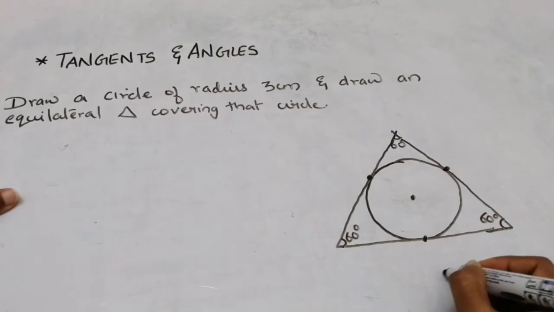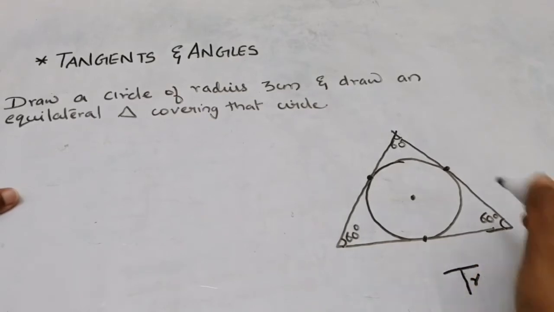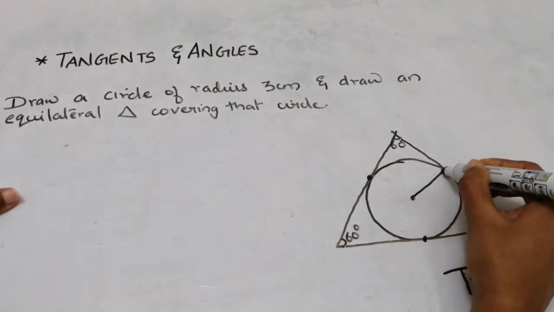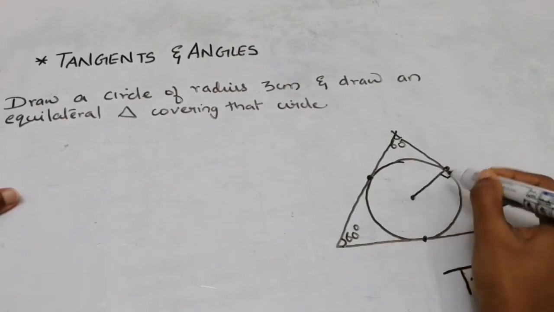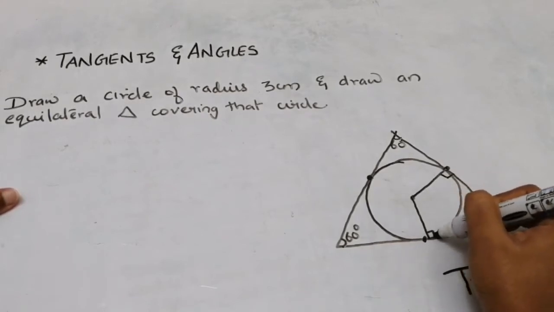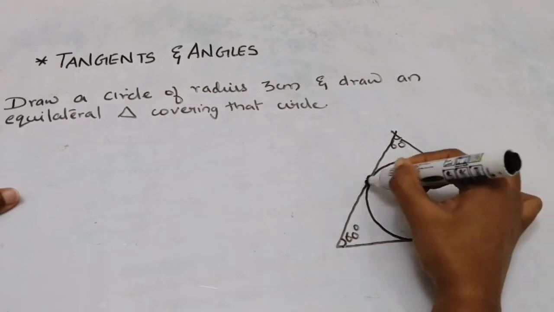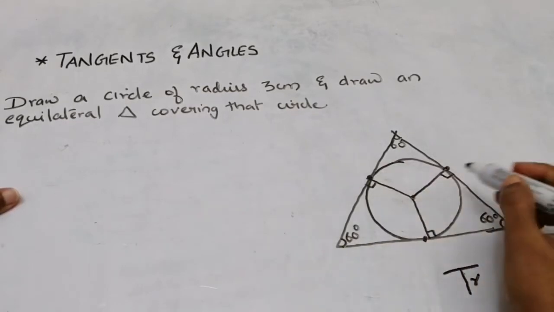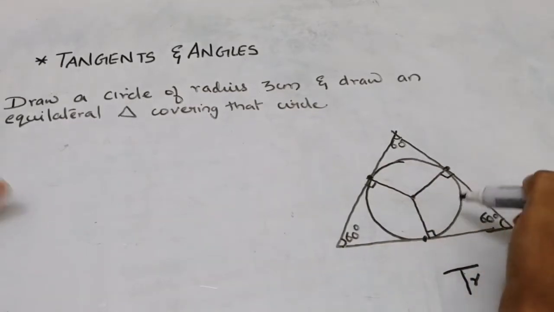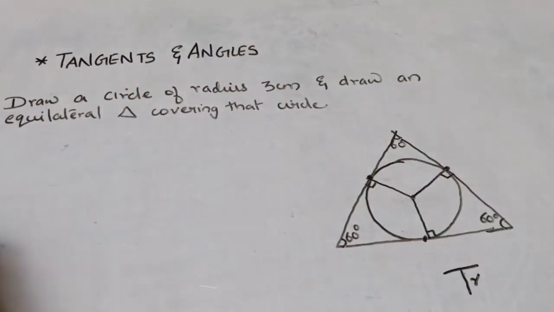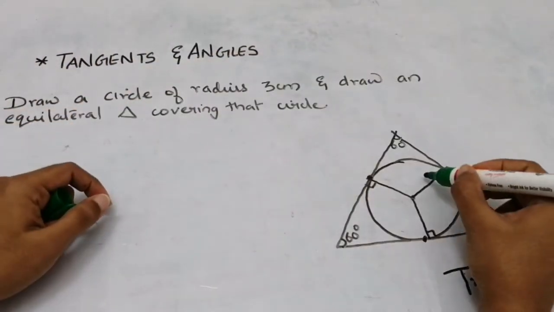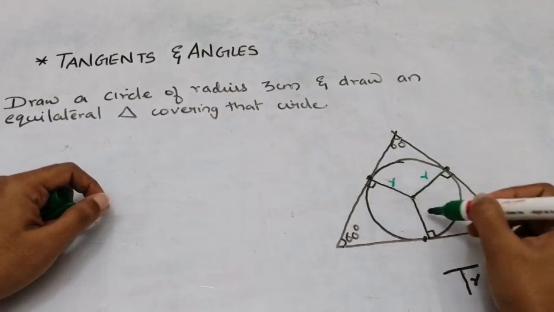And if there is a tangent, we want the radius. So this is the radius, perpendicular. Understood? 90 degrees, here also 90 degrees, and here also 90 degrees. So we have now three kite shapes. So I'm marking them like this. That is, this is radius, this is also radius, and this is radius.